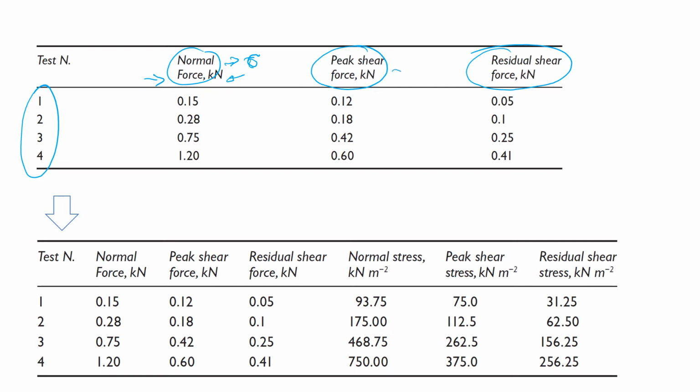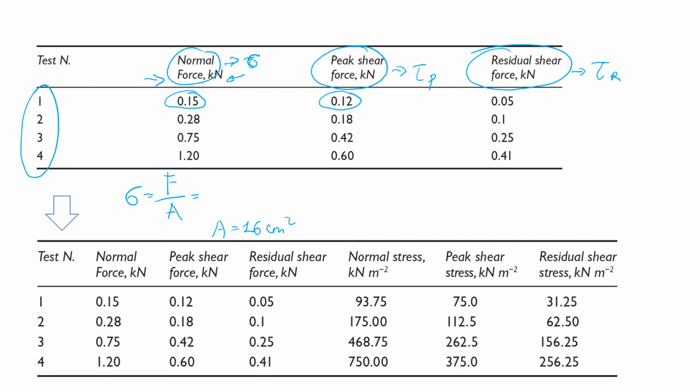Normal stress, and this is going to be a shear stress P or peak, and this one we need to change to shear stress residual. So the way to do it, you just need to remember that normal stress or shear stress is force divided by area. And the area was already given to us. Area was 16 square centimeters. So what we're going to do is convert normal force for test number one and the peak shear force for test number one.